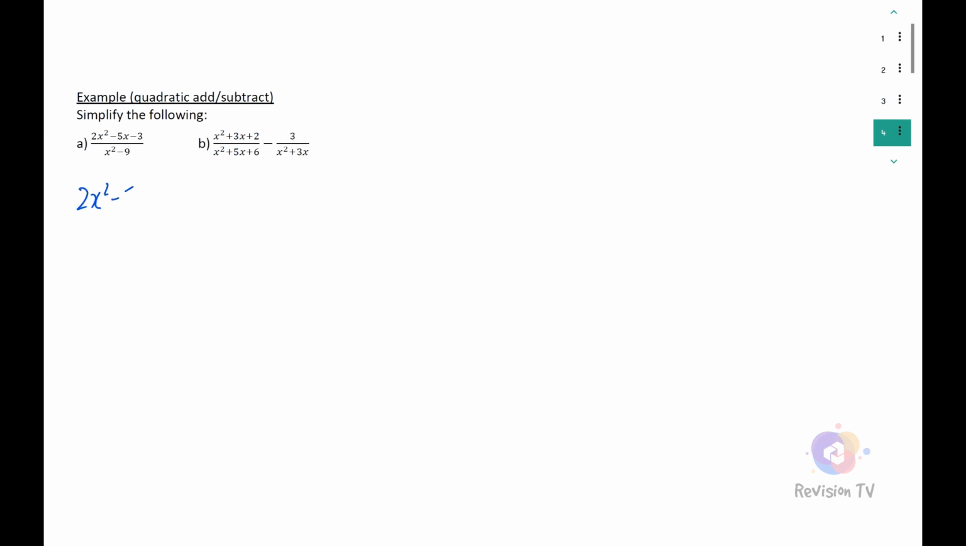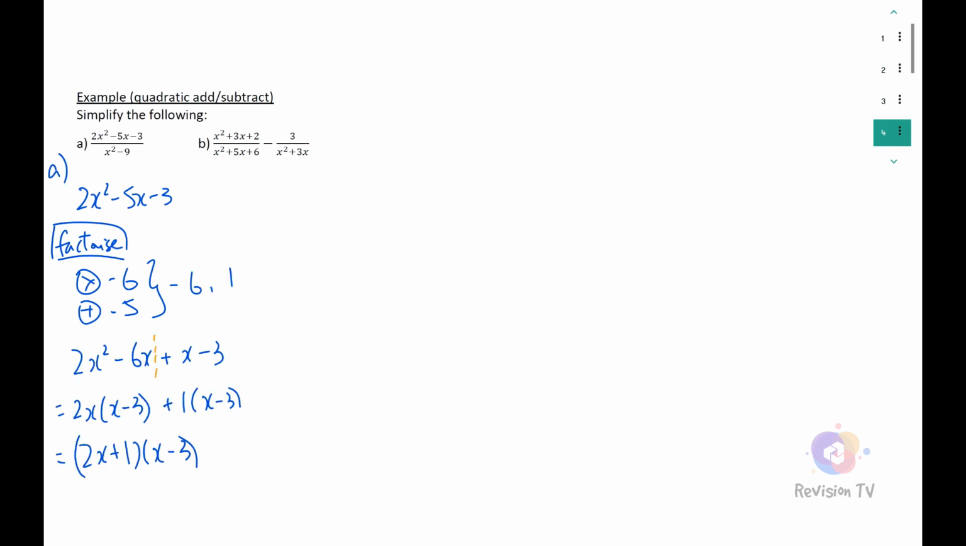So, first one, 2x squared minus 5x minus 3, you do have to factorize it. So, first step, we're going to factorize it. Okay, so you need a product to multiply to give you minus 6, and add to give you minus 5. I'm going to skip the explanation. I'm going to show you the workout in here. So we factorize the numerator. Now for the denominator, x squared minus 9, this is what we call the difference of two squares. So it'll be x minus 3, x plus 3. Actually, let me bring this down in here.